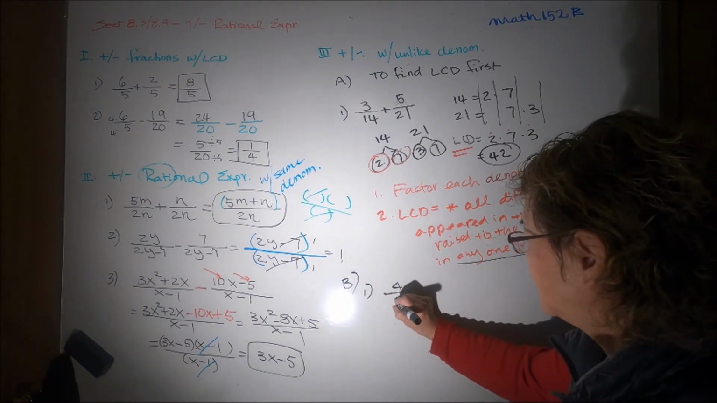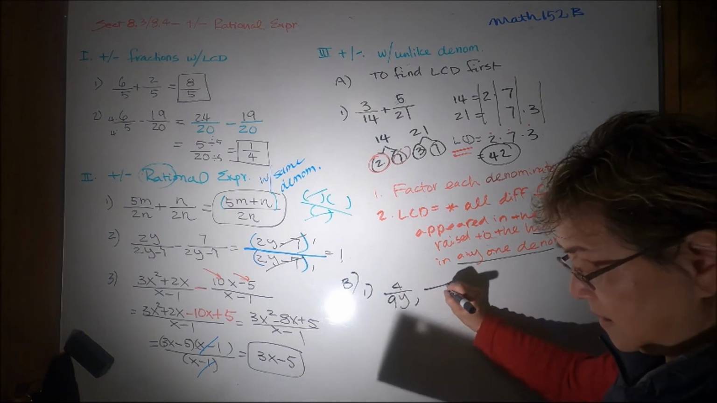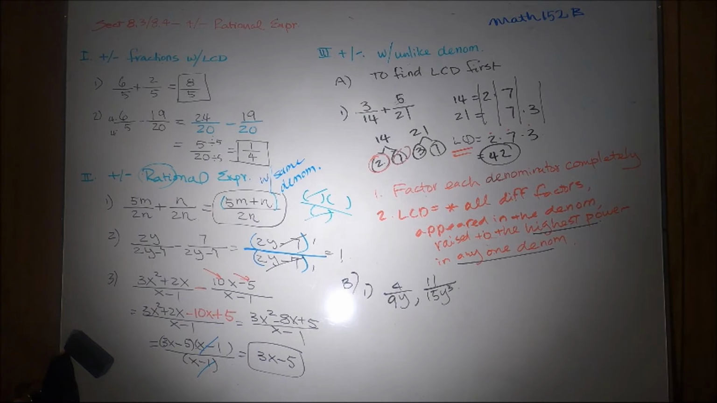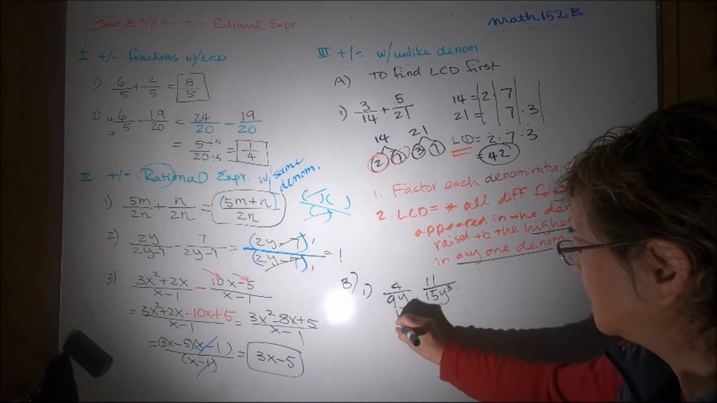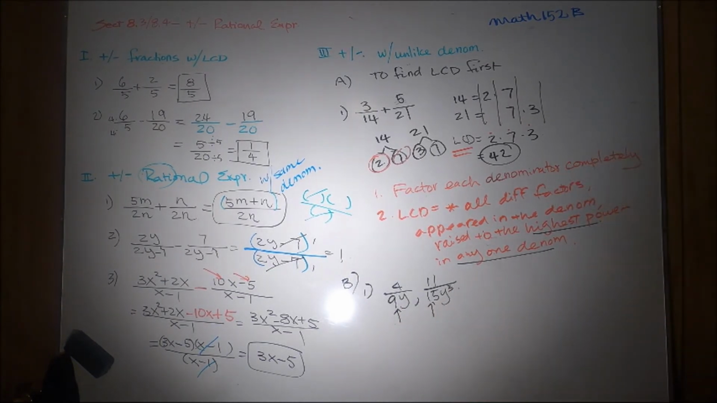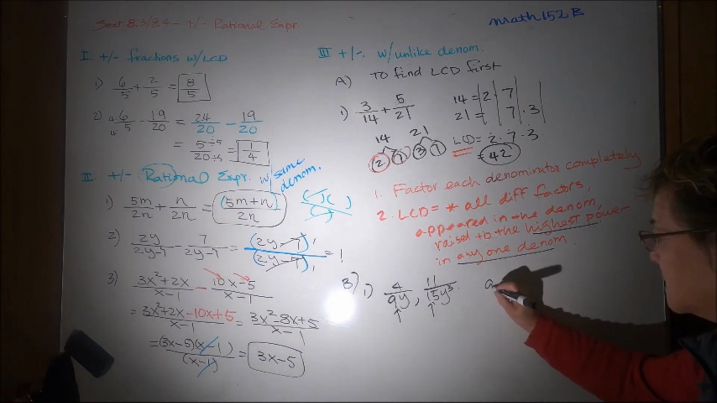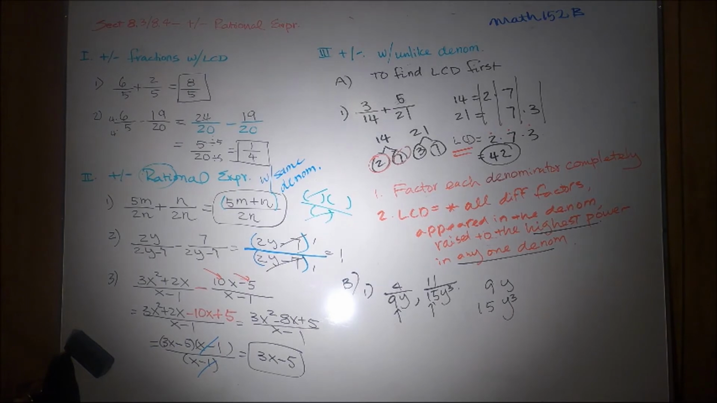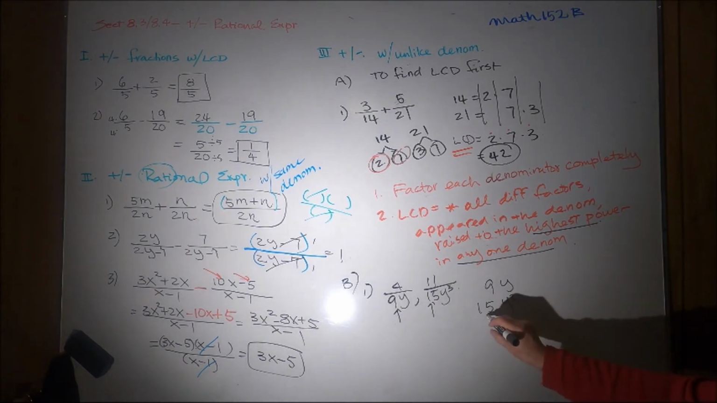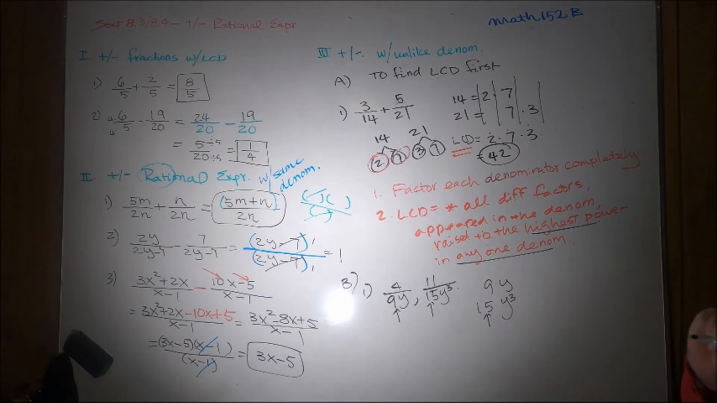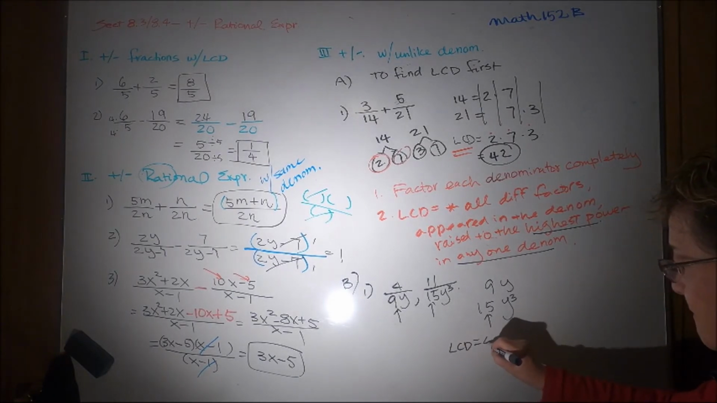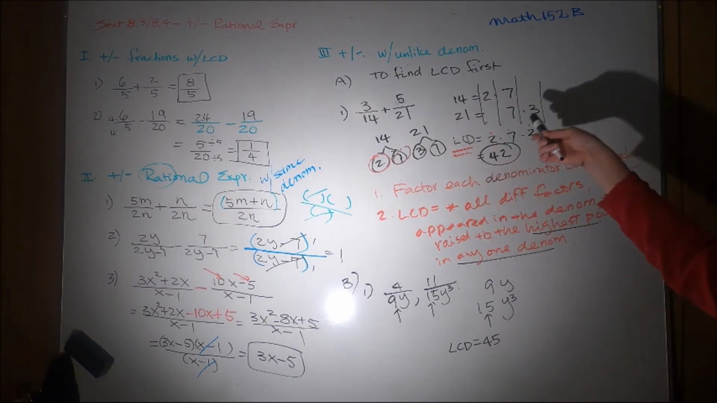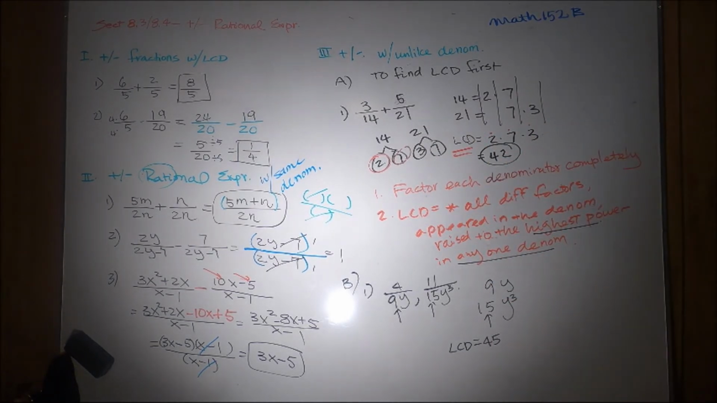So 9y and 15y cubed, right? We are finding the LCD for 9y and 15y cubed. So numbers with numbers. 9 and 15, the LCD is what? 45, because both can go into it. You can just do the trees and line them up. You will find the same number.